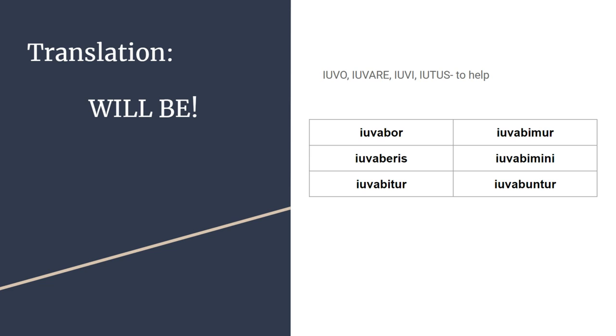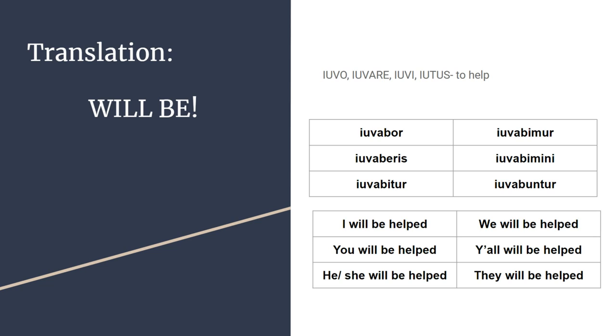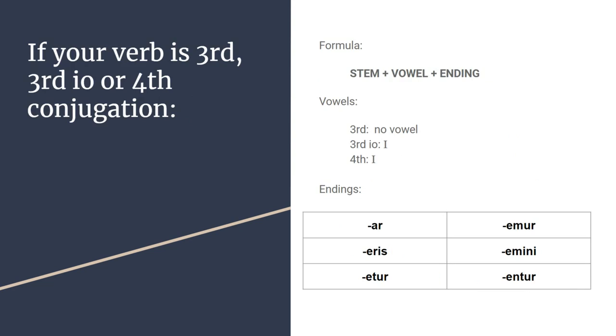This is not an example on your paper. You do not need to write these down. This is a good thing to refer back to if you get stuck later doing your homework, okay? This is a first conjugation verb, so here are the endings I use. And the meanings for these, again, show something that's going to happen to the subject in the future, right? So I will be helped is iuvabor. Iuvaberis is you will be helped. Iuvabitur, he or she or it will be helped. Iuvabimur, we will be helped. Iuvabimini, y'all will be helped. And iuvabuntur, they will be helped.